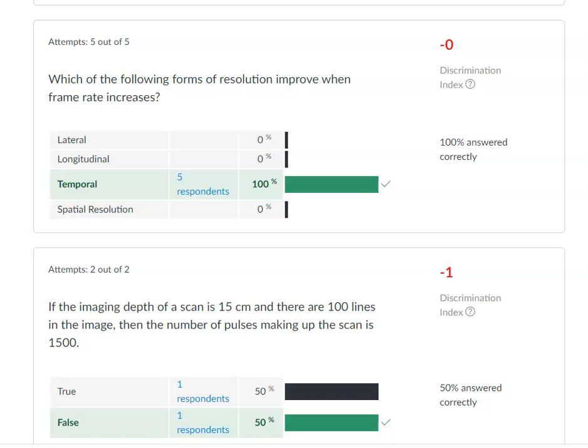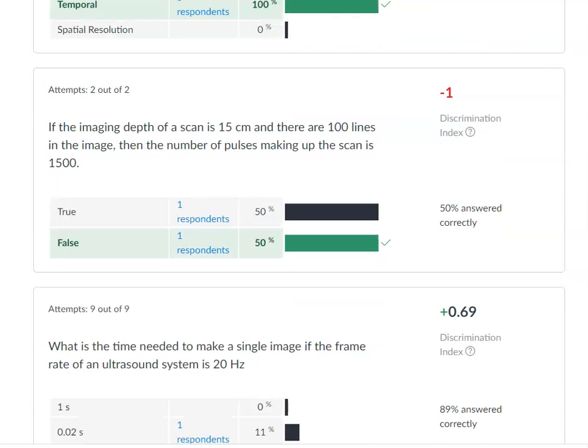Which of the following forms of resolution improves when frame rate increases? So frame rate is directly related to temporal resolution. So good, everyone got that right.